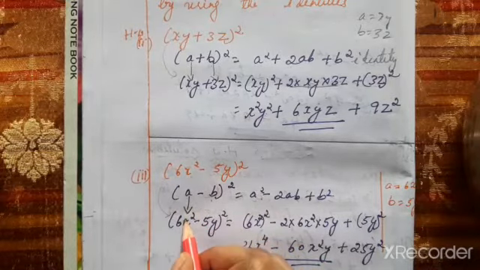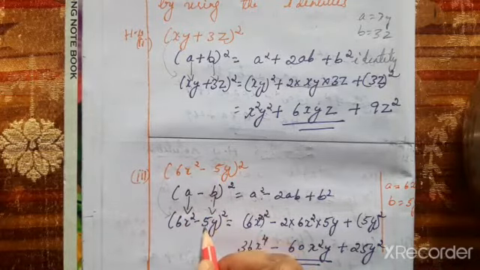Now the a value is 6x². So in the place of a, we have to write 6x². The b value is 5y². In the place of b, we have to write 5y². Write the values at the side: a value is 6x², b value is 5y. Now this is the identity a² − 2ab + b². Now we have to apply the identity here.